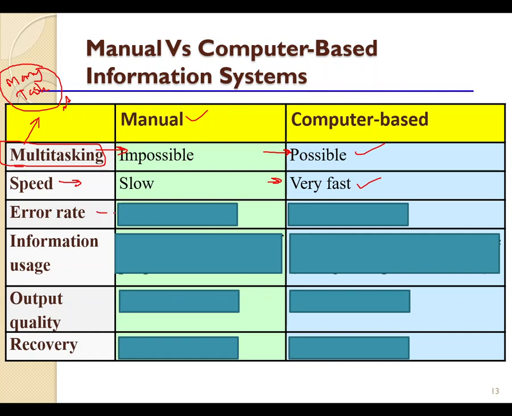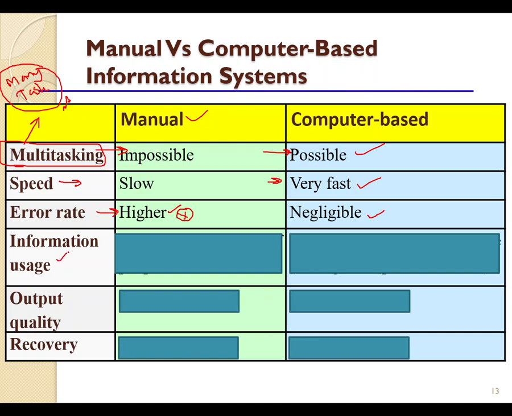Another one is error rate, the rate of making errors. Manual has lots of errors. You and me, a higher rate of errors. That's why we have the words sorry, excuse me. Why? We make many more errors. In computer-based systems, if you give the instructions properly, there are no errors at all. So there is a negligible level of errors.